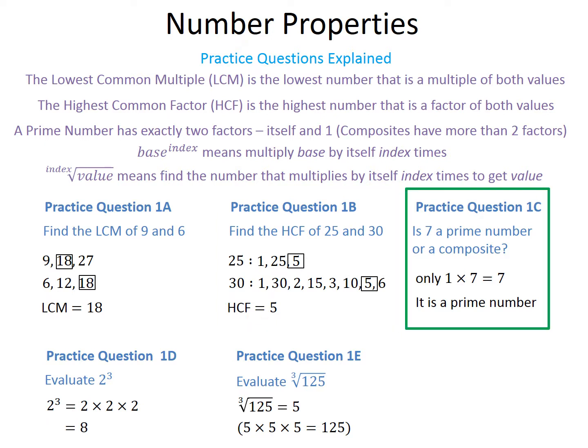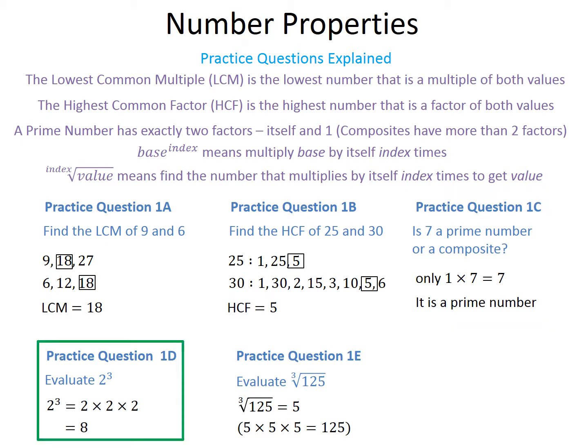Now, the next one was asking about a prime number, and so it was for 7. So I racked my brains and checked my times tables to see if anything else multiplies to get to 7 except 7 and 1. And there was nothing. I couldn't find anything else. So I wrote down that only 1 times 7 gets me 7, and so that means it is a prime number. If I could find anything else, it would have been a composite number.